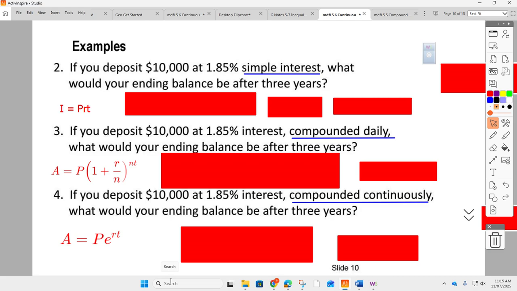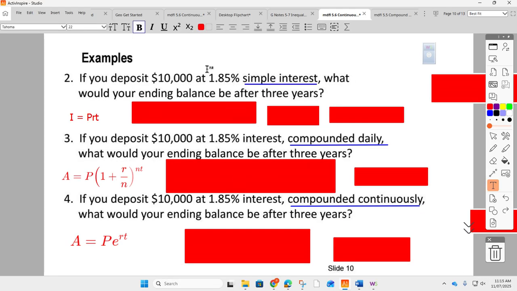So in number 1, it says they're going to deposit $10,000 at 1.85% simple interest. What would your ending balance be after 3 years? So you should be able to tell me, what is the principal? 10,000, right? So that's the principal. What's the rate? Very good, 0.0185. What's the time? Right, that's the time. So we didn't write it out, but we marked it on here. Plug it into this formula.